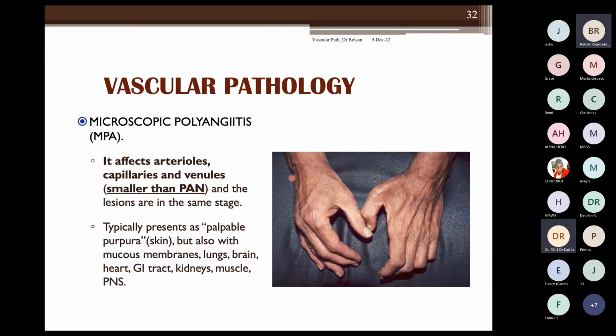So palpable purpura, you will remember, they are small hemorrhagic regions. The smallest are called petechiae. Then the relatively larger ones are called purpura. Then larger hemorrhages are called ecchymoses and so on, and the hematoma and so on.